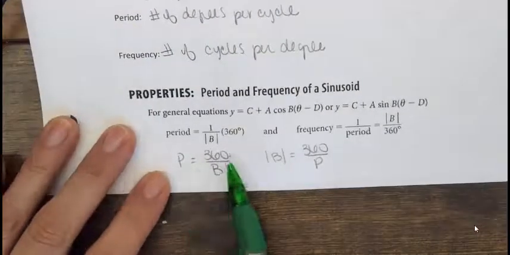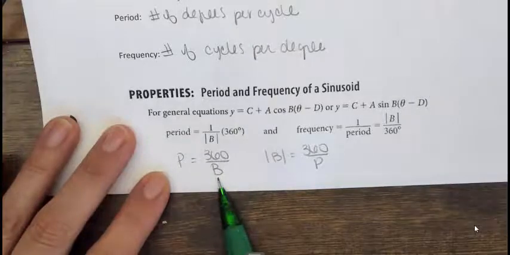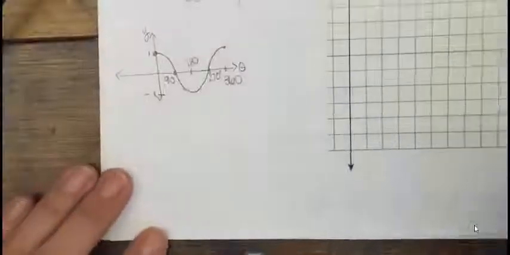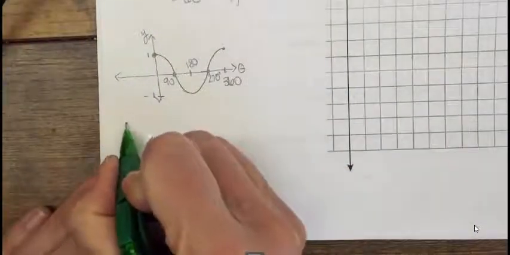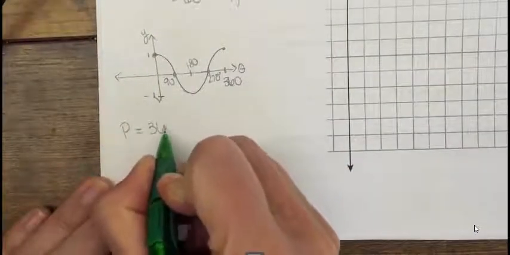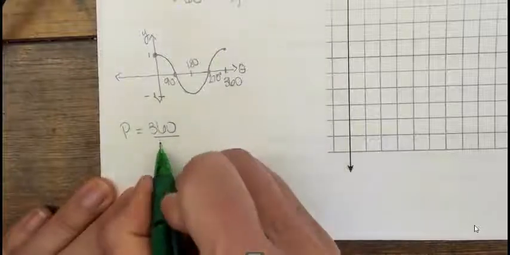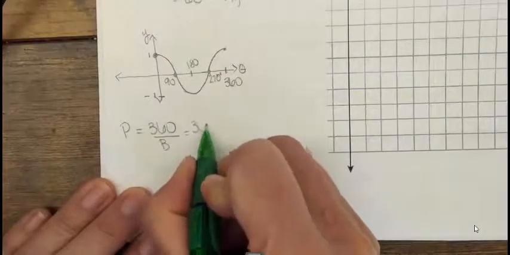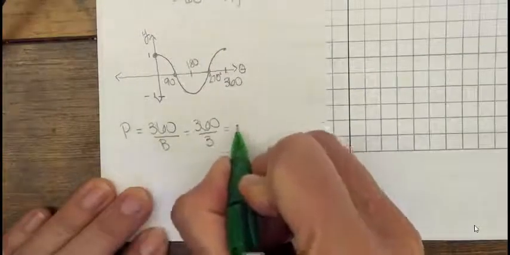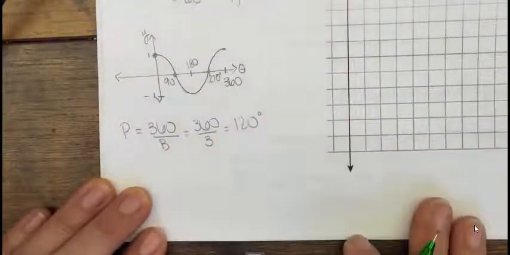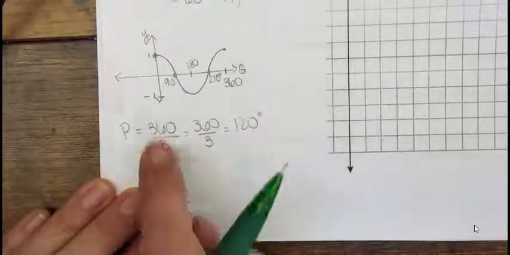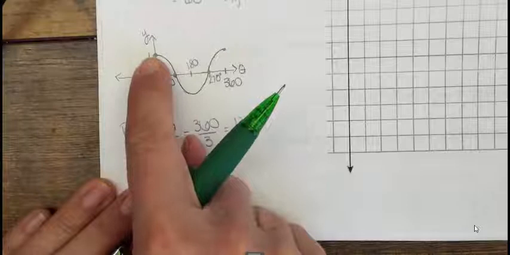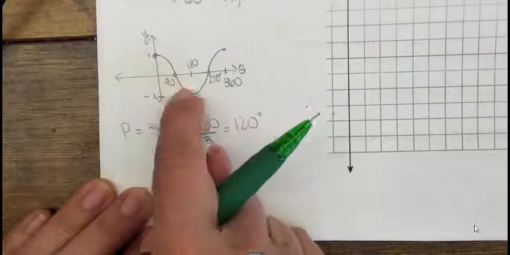So my period is always 360 divided by B. Okay, so I'm going to do that right now, which I think we just talked about. So your period is always going to be 360 divided by B. Well, in this case, B is 3, so that tells me that my period is 120 degrees. So in 120 degrees, I have to make up all 4 quarters of one full cycle.